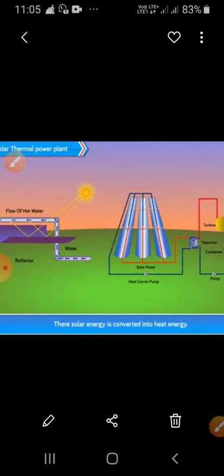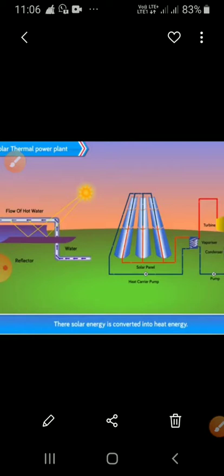hydroelectric power plant is there, nuclear power plant is there, different types of power plants are there, which are based on different sources of energy, as well as we have studied the thermal power plant, in that the coal is used. So different types of power plants are there that we are using to generate electrical energy. Today we will see the generation of electricity using solar energy.